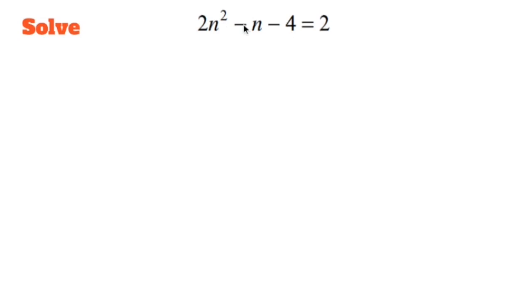Solve 2n squared minus n minus 4 equals 2. This is a quadratic. And in order to solve a quadratic, you really need to get 0 alone on one side. So the way we're going to do that is we're going to start out by subtracting 2 from both sides. There you have it. That gives us 2n squared minus n minus 6 equals 0.